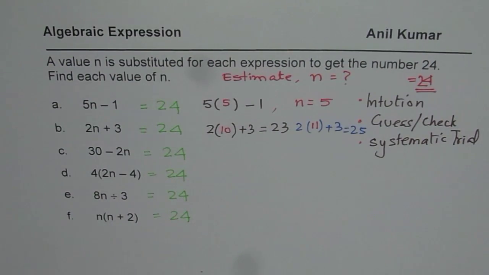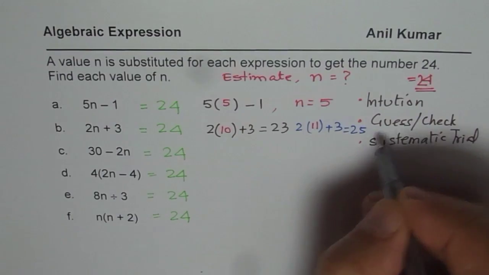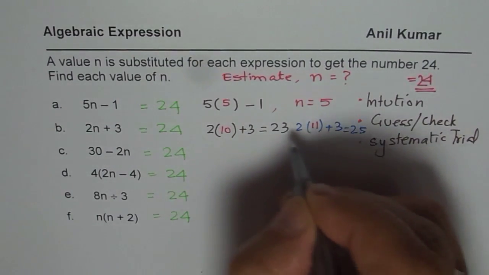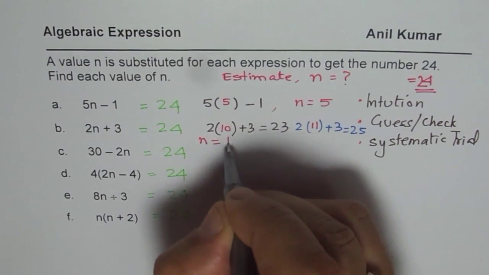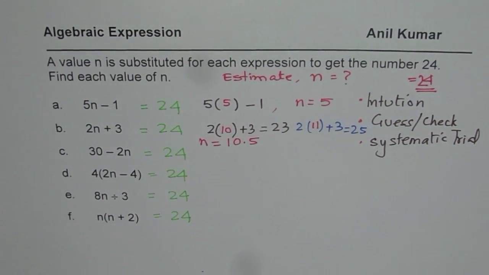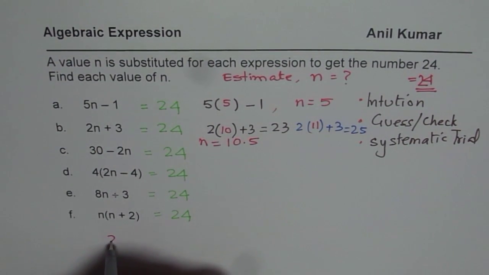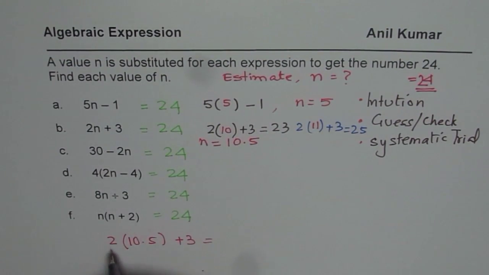So it seems that n equals, let me write down the answer somewhere here, in between the two numbers, 10.5 or 10 and a half, correct? So let us see if it works. We have 2 times 10 and a half plus 3. So 2 times 10 is 20 and half means 21, half of 2, right?